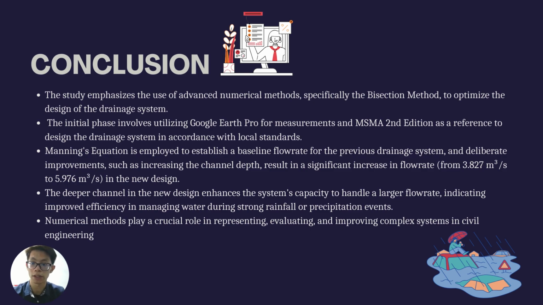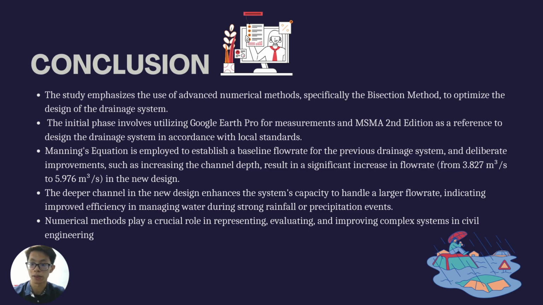Subsequently, the Urban Stormwater Management (MSMA) second edition was used as a reference to design a drainage system in accordance with local standards. Manning's equation was employed to establish a baseline flow rate for the new design, and the bisection method bridged the gap between theory and practical application. Through the implementation of such methods, the design of the drainage system not only complied with the local standard, but also developed a thorough grasp of the hydrological features of the site. With this integrated approach, a more durable and efficient drainage system is guaranteed for the project's particular characteristics.